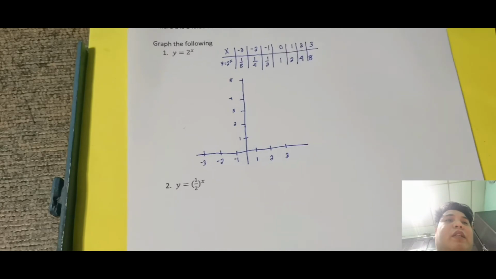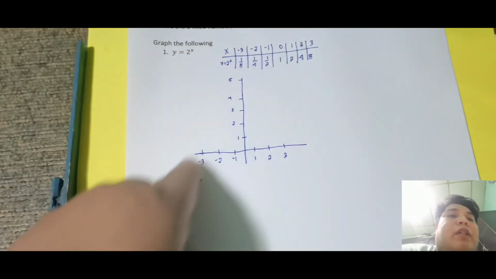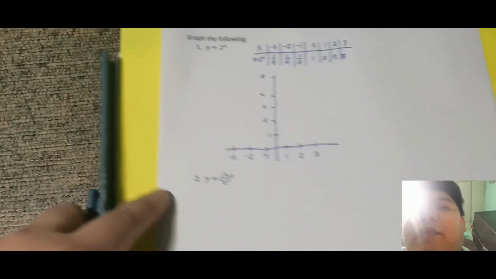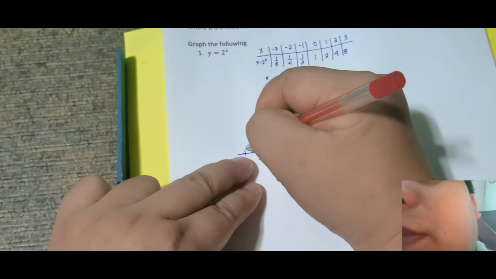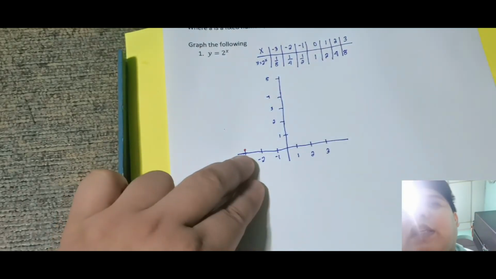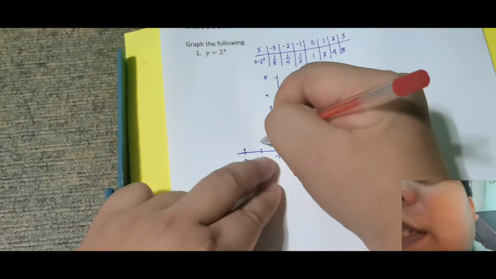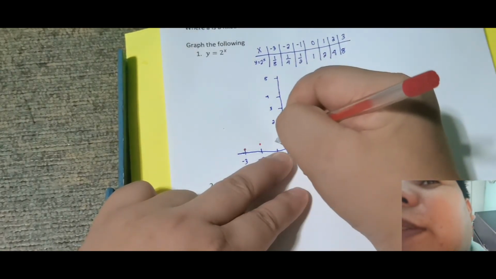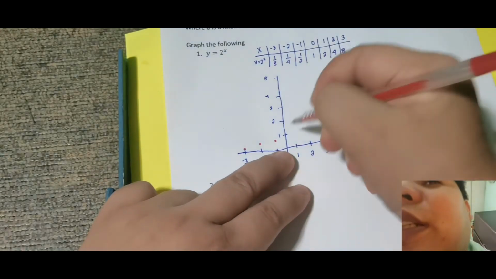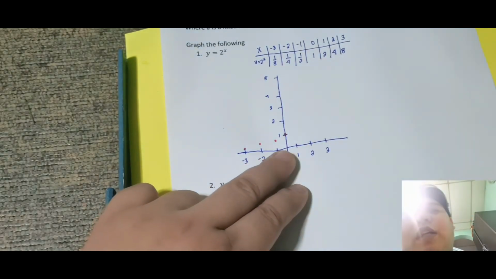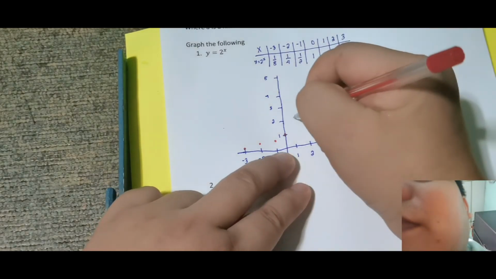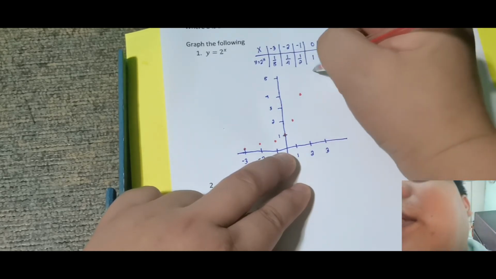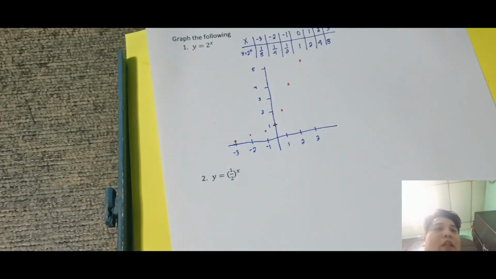Okay, so i-plot na natin, ready natin i-plot. So, we have negative 3, 1/8. So, sa negative 3, 1/8 siya. So, kung ito yung 1, almost nandito lang siya. Okay, so almost nandito lang siya. So, hindi siya nag-cross. Next, negative 2, 1/4. So, taasan natin siya konti dito. Negative 1, 1/2. So, taasan natin siya dito. Okay, then 0, siya sa 1. Pagdating sa 1, that is 2. Pagdating sa 2, that is 4. Pagdating sa 3, that is 8.